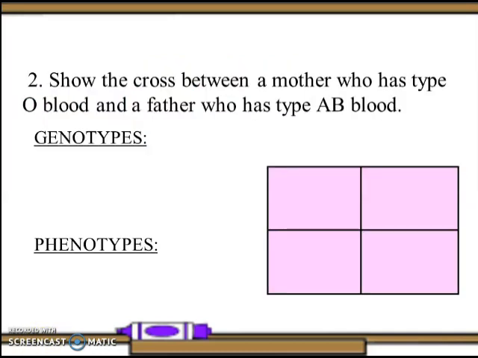Number 2, show the cross between a mother who has type O blood and a father who has type AB blood. Put the gametes of one parent on top and the gametes of the other parent along the side. Then show the possible outcomes of the cross. Interpret the results and write the genotypic and the phenotypic ratio of the offspring.